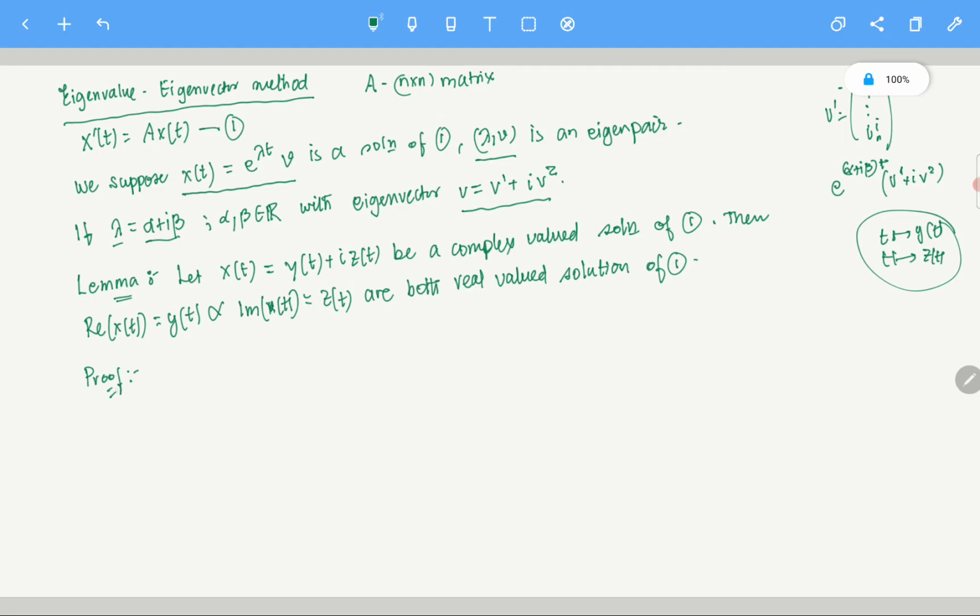So let's just look at the proof, very easy. If x(t) is given to be a complex valued solution, then let's say x'(t), what is x'(t)?